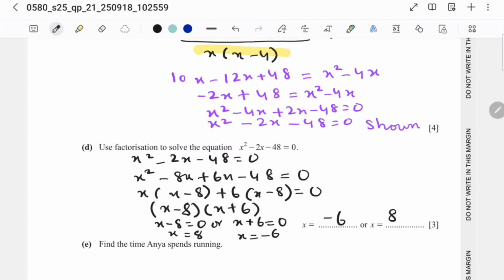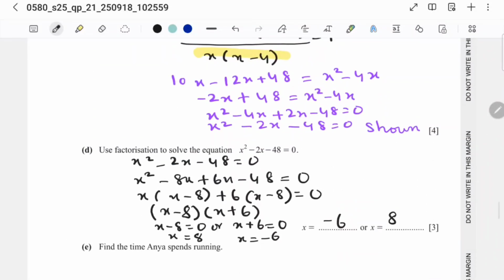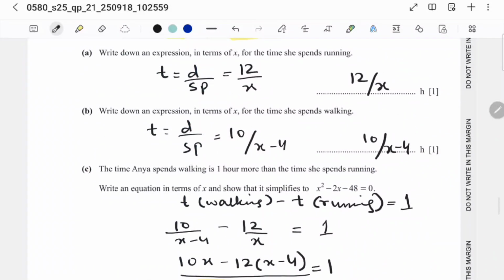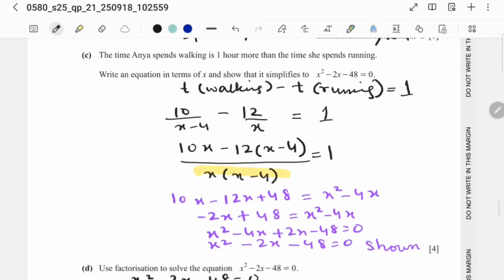Now the next one, find the time Anya spends running. In running, the time was 12 over x. Okay, so you can see in running the time was 12 over x.